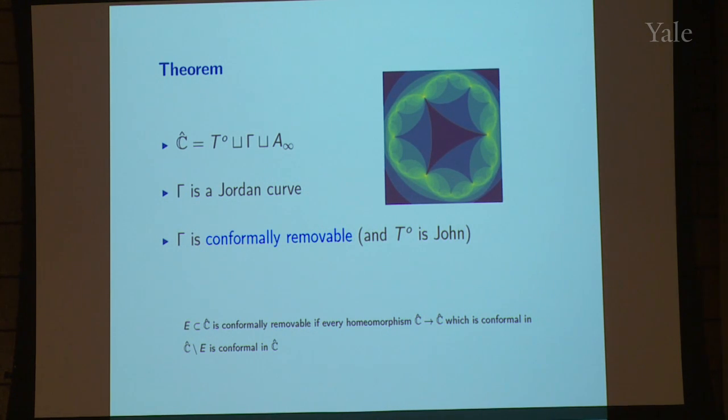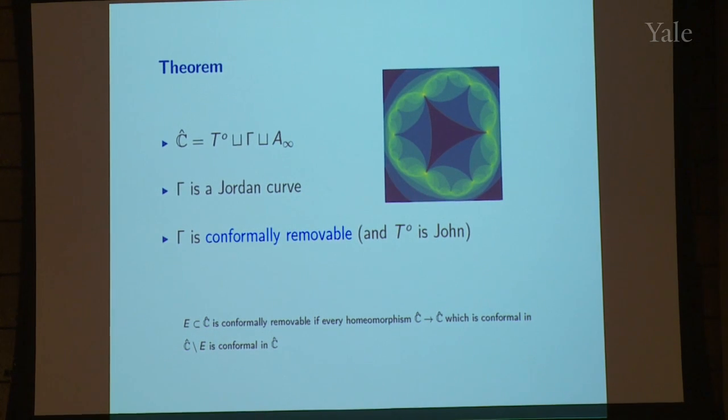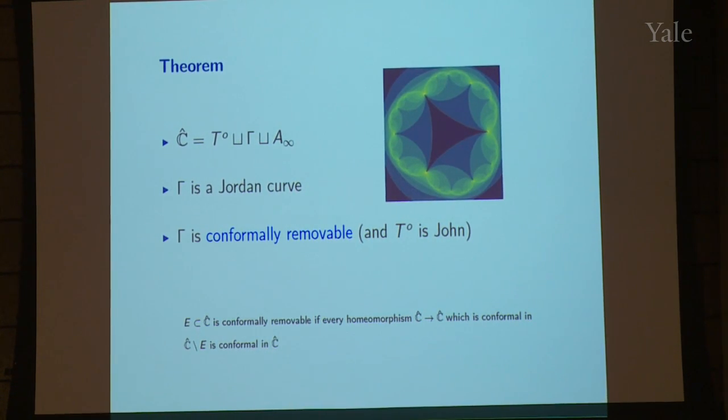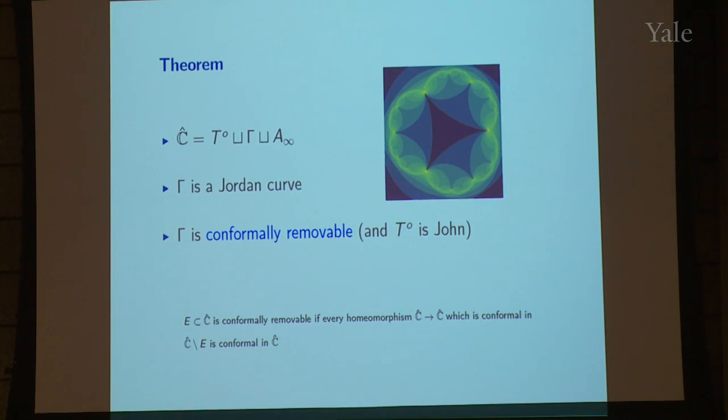So I'll tell you what conformal removability is. It's if you have a homeomorphism of the sphere, which is conformal everywhere except on this set, then it extends to a conformal map, to a Möbius map with a complex conjugation, maybe. And John domain means half of the quasi-disk conditions. And then Peter Jones can recognize his own theorem here. All I need to say is that the dynamics near the cusps is pretty similar to parabolic dynamics. And that was the theorem of Peter with Leonard Carleson and Yogos, so that you have John domains. And this is basically the same situation here.